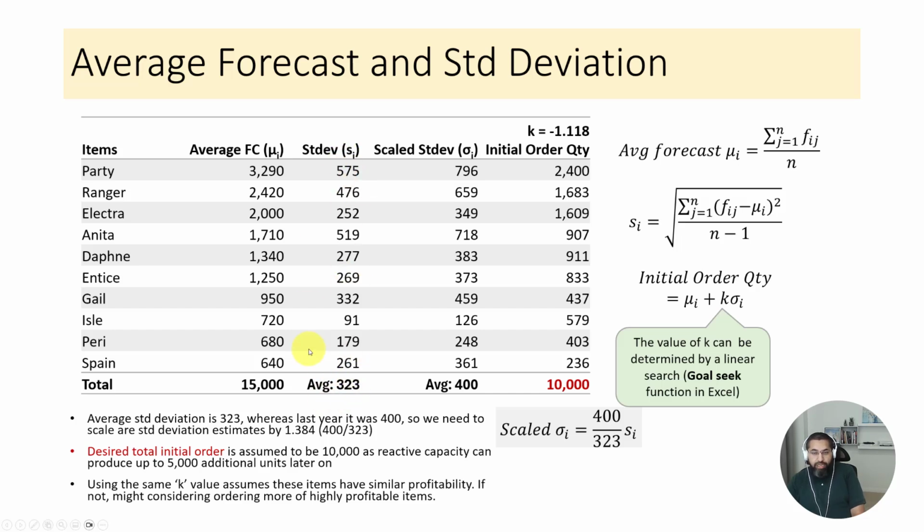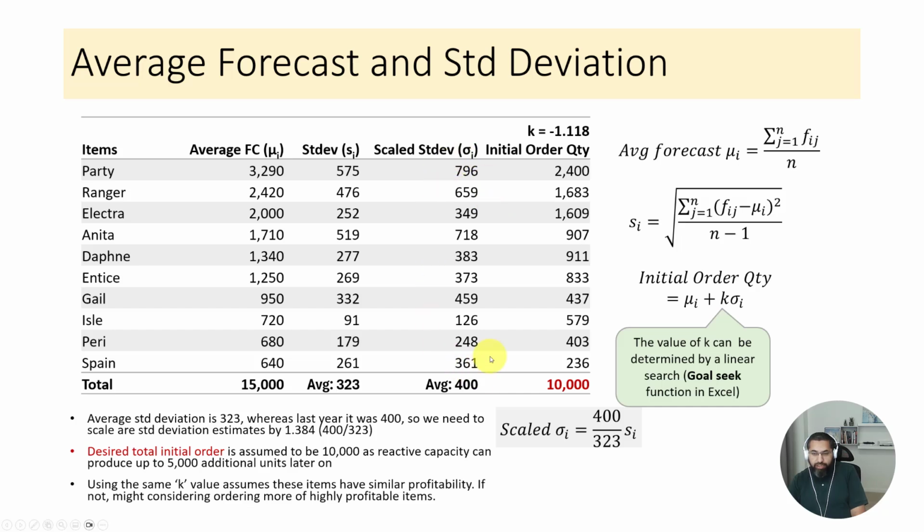So I can rescale this column. What I'm going to do is get a scaled standard deviation. I take the 400 historic value, which I trust, so I know my forecast error has to be on the scale of plus or minus 400. I divide the 400 by this average I obtained from this column, 323, and I multiply each of these values by this ratio. So I multiply 575 by 400 divided by 323, and I get 796. And so on.